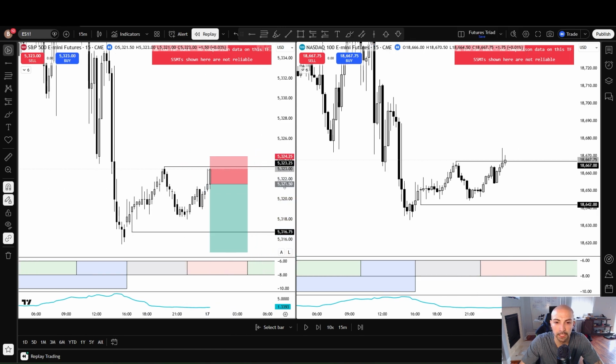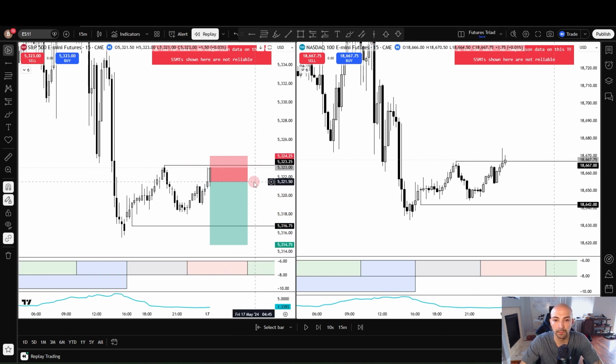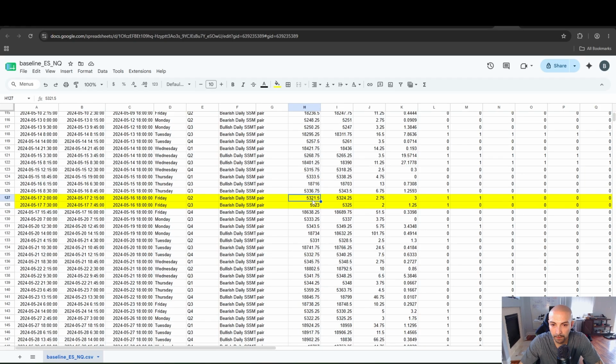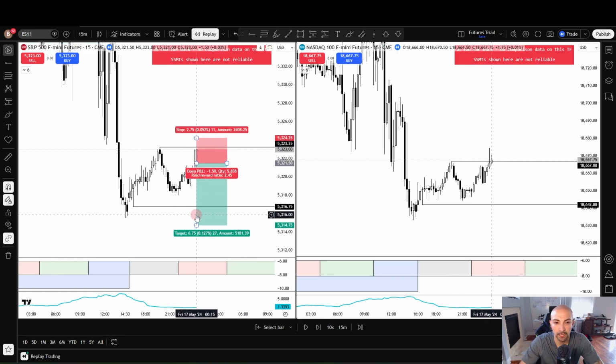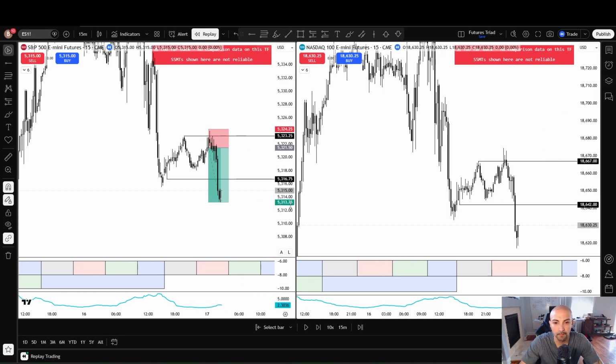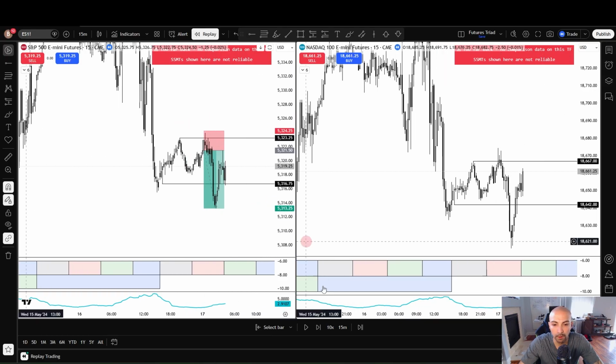This should match the ES. Our entry should be 5321.50 with the stop loss at 5324.25, and so it should not invalidate. Let's see what happens. We should get a 3R. There you go, so it made a 3R before it was invalidated. So I'm assuming it goes back up.